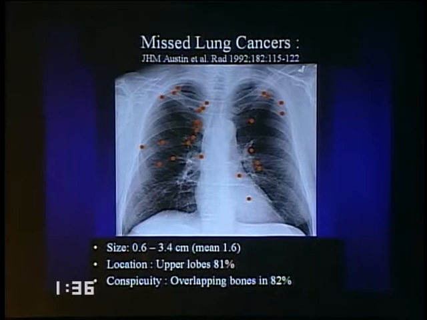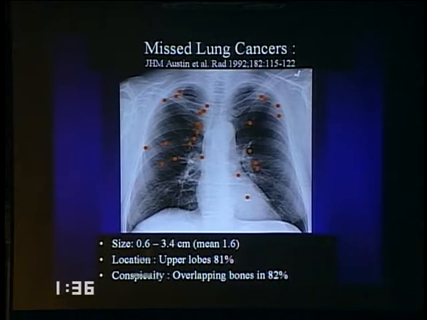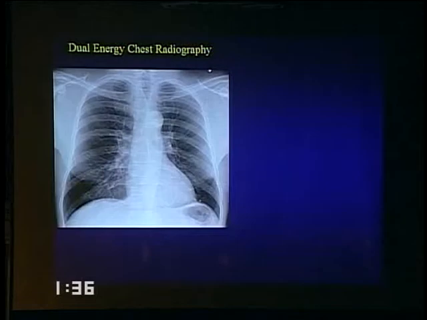Now, a lot of the motivation for this is that we overlook a lot of information on the chest X-ray. I showed you this morning this scatter of missed lung cancers published by John Austin, showing that the majority of missed lung cancers on a chest X-ray are both in the upper lobes and overlapped by other structures such as bones. Some of these are quite large. So clearly, if we had an opportunity to get the bones out of the image, that would be extremely helpful. And this is what dual energy chest radiography does.